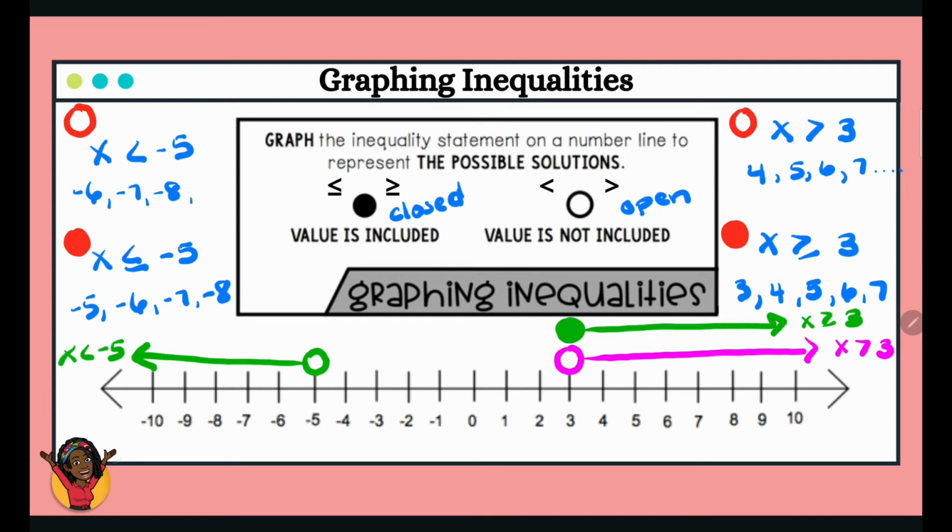X is less than or equal to -5. So that's going to be a closed circle on -5. So I'm going to put it on top here. Where are the values that are less than -5? They go to the left. So I'm going to draw my arrow going to the left. And we're just going to label it so that we know which graph is for which inequality.